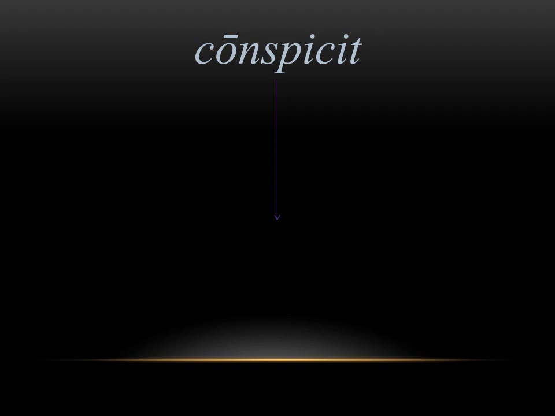Conspicit is a word in English that leads to conspicuous. And it has to do with sort of drawing attention to yourself. And it comes from this word conspicere, which means to catch sight of. So if you're acting conspicuous, it means you're behaving in a way that's going to draw attention to yourself, or someone is going to notice you. That's what it means to be conspicuous in English.